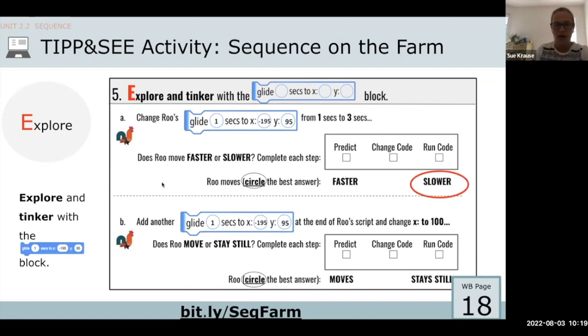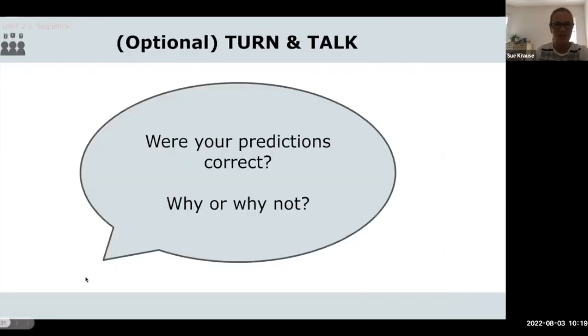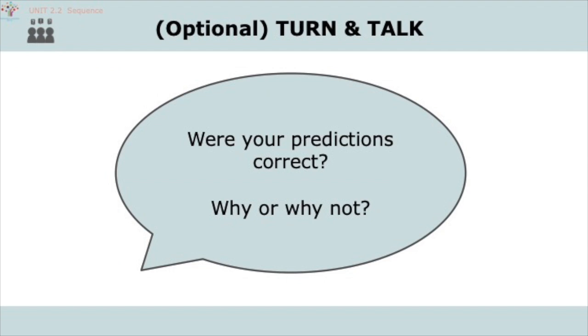And then if you add another glide block to the end of Rue's script and change the X to 100, does Rue move or stay still? He moves. He moves, exactly, because you are changing the location, the X location of where he's at. Great. All right, so this is where you'd have a turn and talk where, again, you kind of want to really push them to do the prediction before actually making the changes. And I know a lot of kids will go straight ahead and make the change and then just put the answer in.